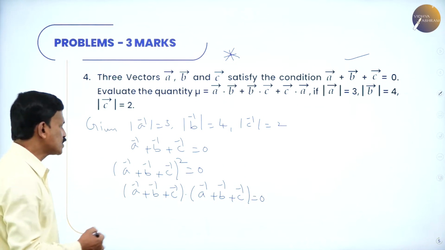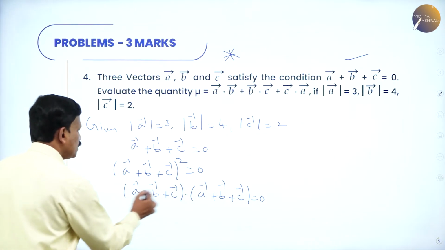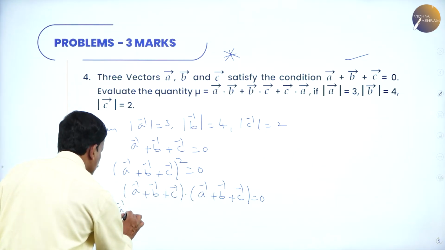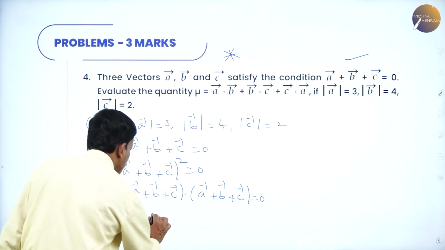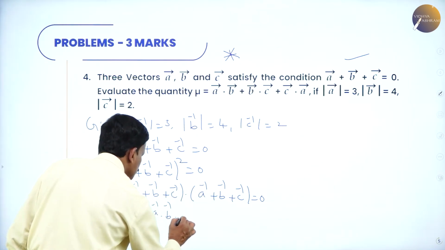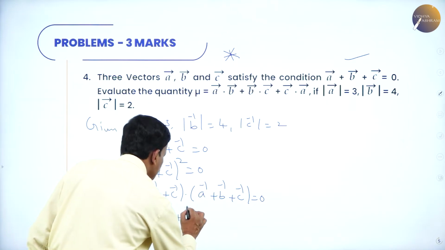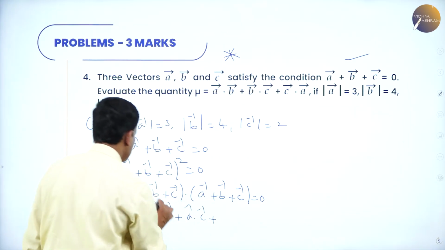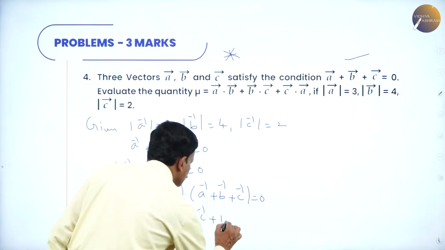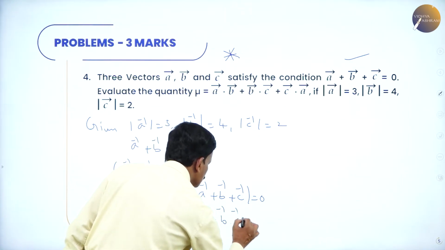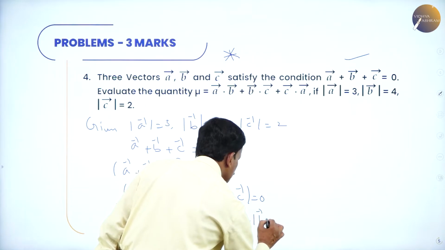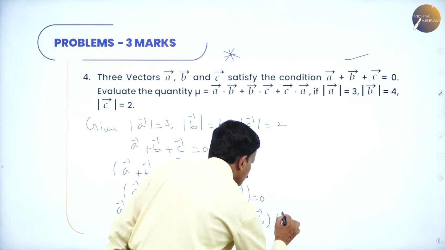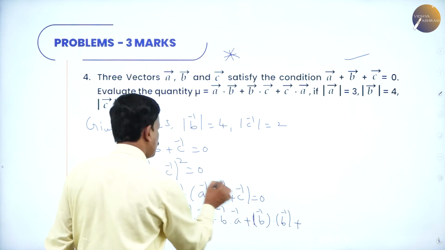Now, simplify this. Apply the dot product for this. A dot A plus A dot B plus A dot C. Similarly, B dot A plus B dot B plus B dot C.